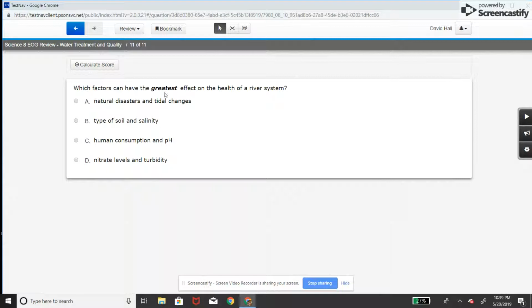Okay. Which factors have the greatest effect on the health of a river? Natural disasters and tidal changes. That's not the greatest effect. The type of soil and salinity. Human consumption, using stuff out of the river, and pH. The greatest health effect is going to be nitrate levels and turbidity, which directly impact the oxygen level. Okay, that's the end of that quiz.